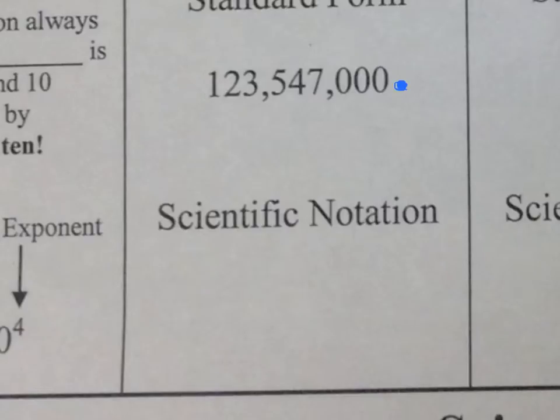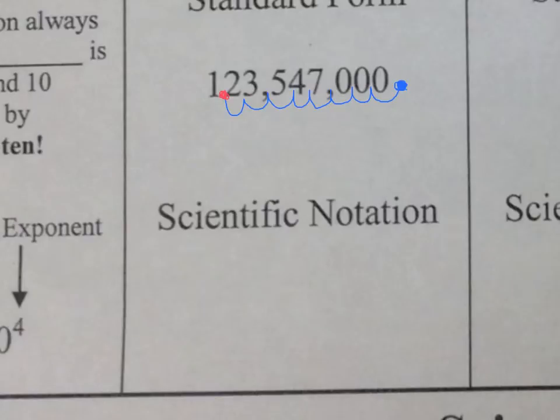We're going to take our decimal, we're going to move it to where we have a digit between 1 and 10. So we're going to go over 1, 2, 3, 4, 5, 6, 7, 8 places, or 8 place values, and we're going to put our decimal right here between the 1 and the 2.